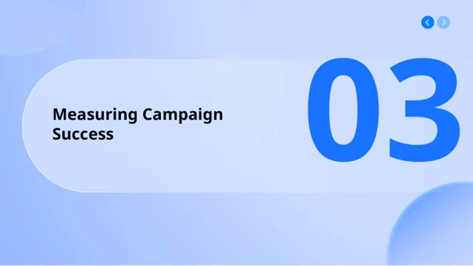Once those goals are set, we select the right key performance indicators, or KPIs, that align with those objectives. These KPIs might include website traffic, conversion rates, social media engagement, or sales figures. It's important to track these metrics consistently and analyze the data to see what's working and what's not. Remember, measuring success isn't just about numbers. It's about understanding the story behind those numbers and how they relate to our overall campaign goals.